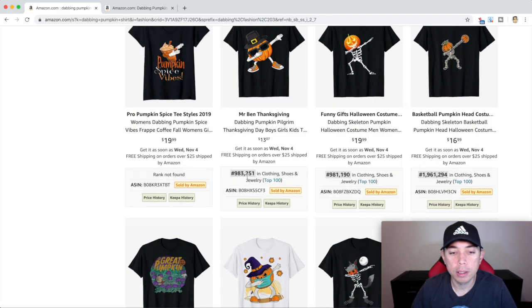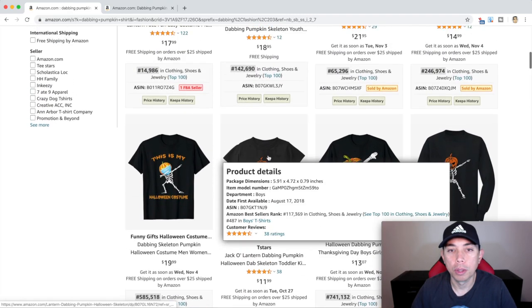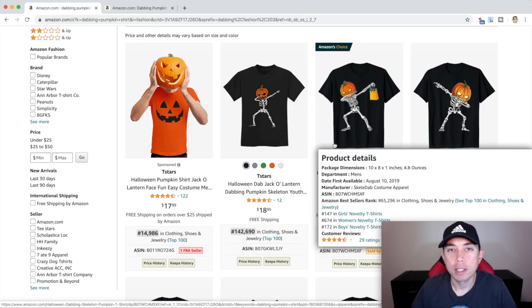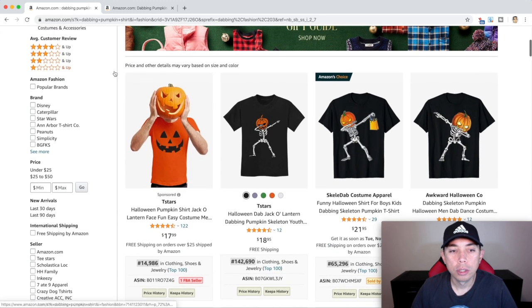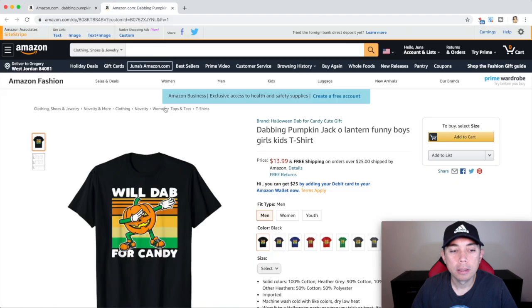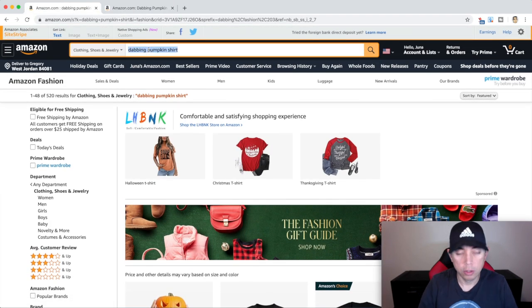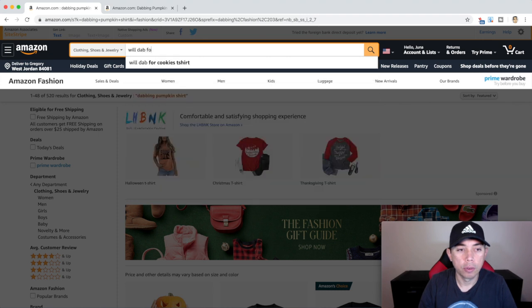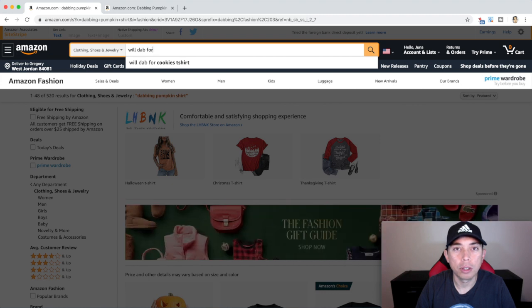There's one here, but that's a higher BSR. And there's another one here, which is a higher BSR. But the lower BSRs have the skeletons, so that may be a reason why mine's not selling. Also, mine said "will dab for candy," so let's look at that right now. "Will dab for cookies." Candy's not showing up, so that means that most people aren't looking for that as well.